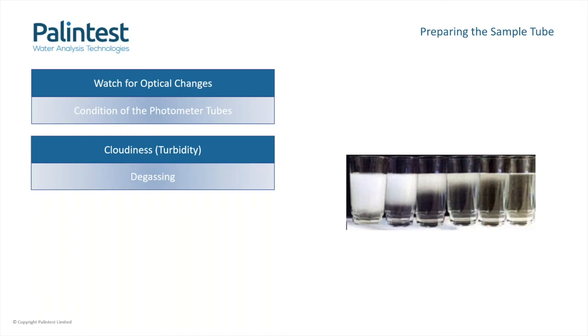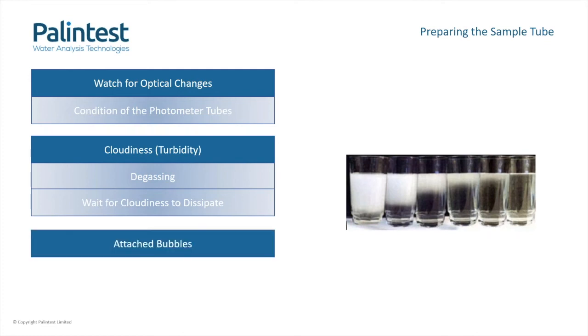Sometimes a sample will degas and go cloudy when taken from a tap, so both blank and sample are affected. This needs to be allowed to clear. It will do so from the bottom of the tube upwards over a few seconds, and this will also confirm that the cloudiness has been caused by gas bubbles.